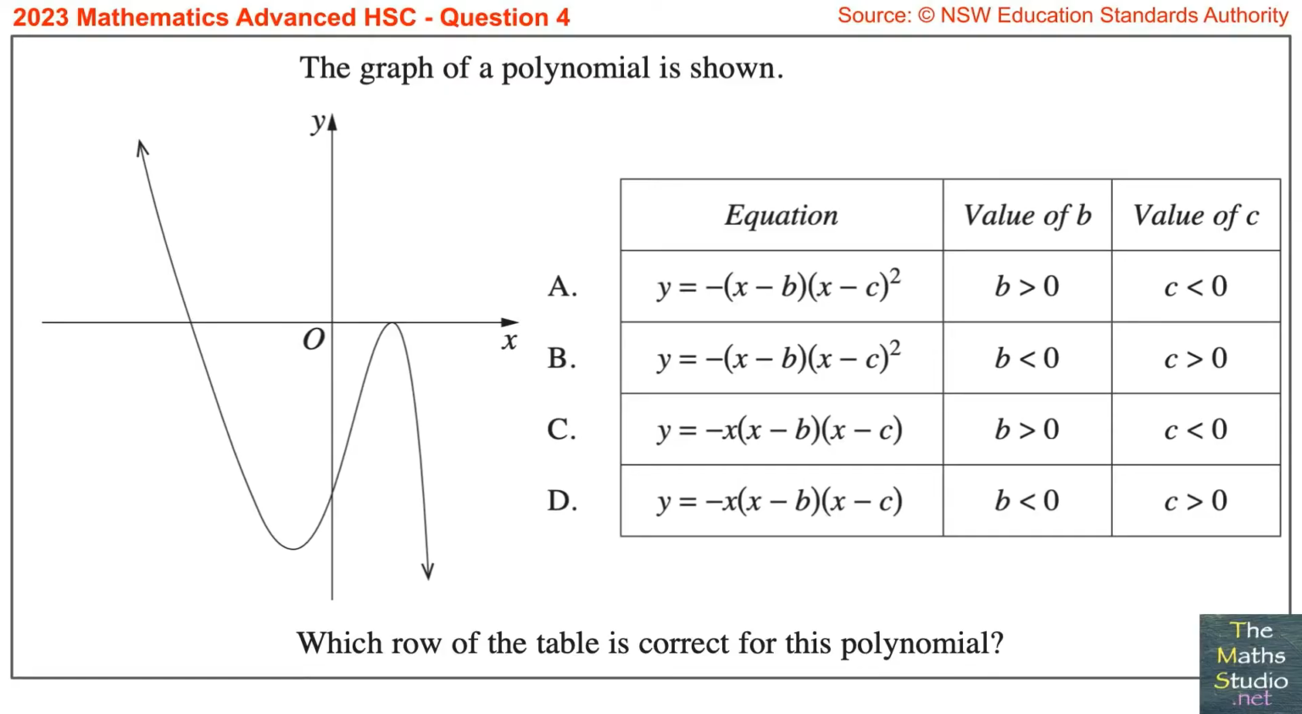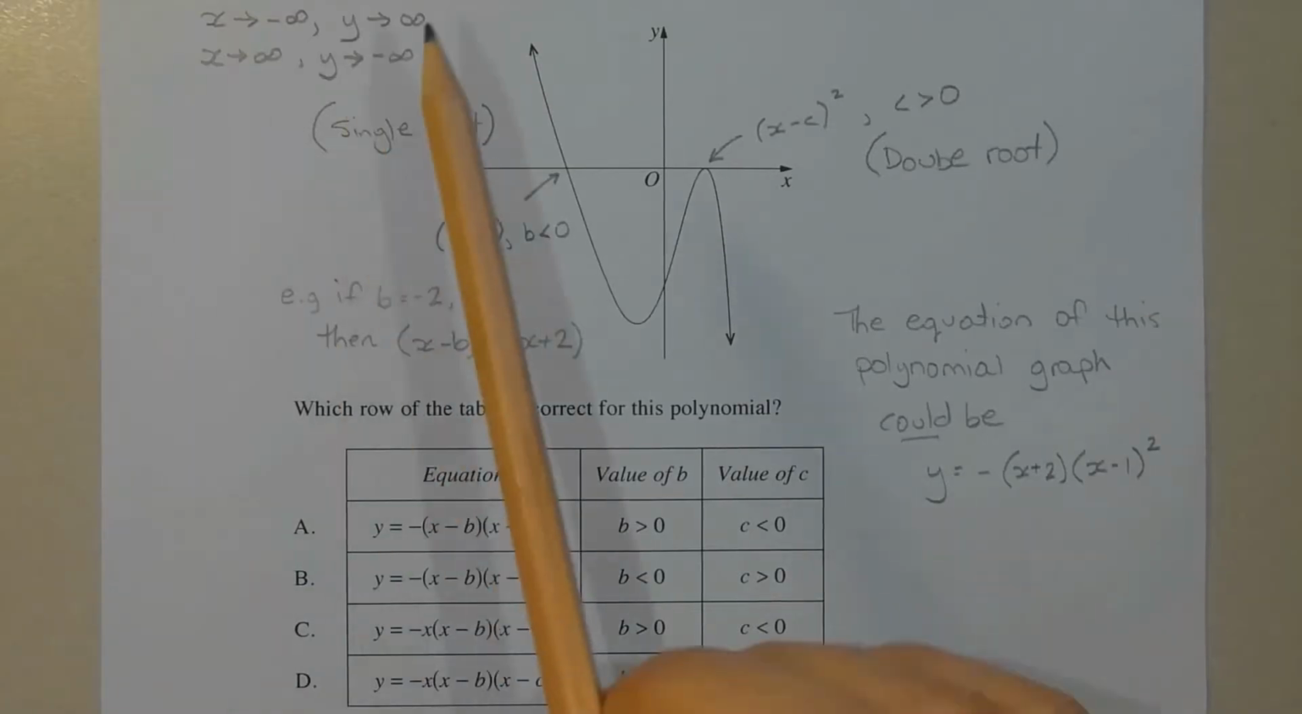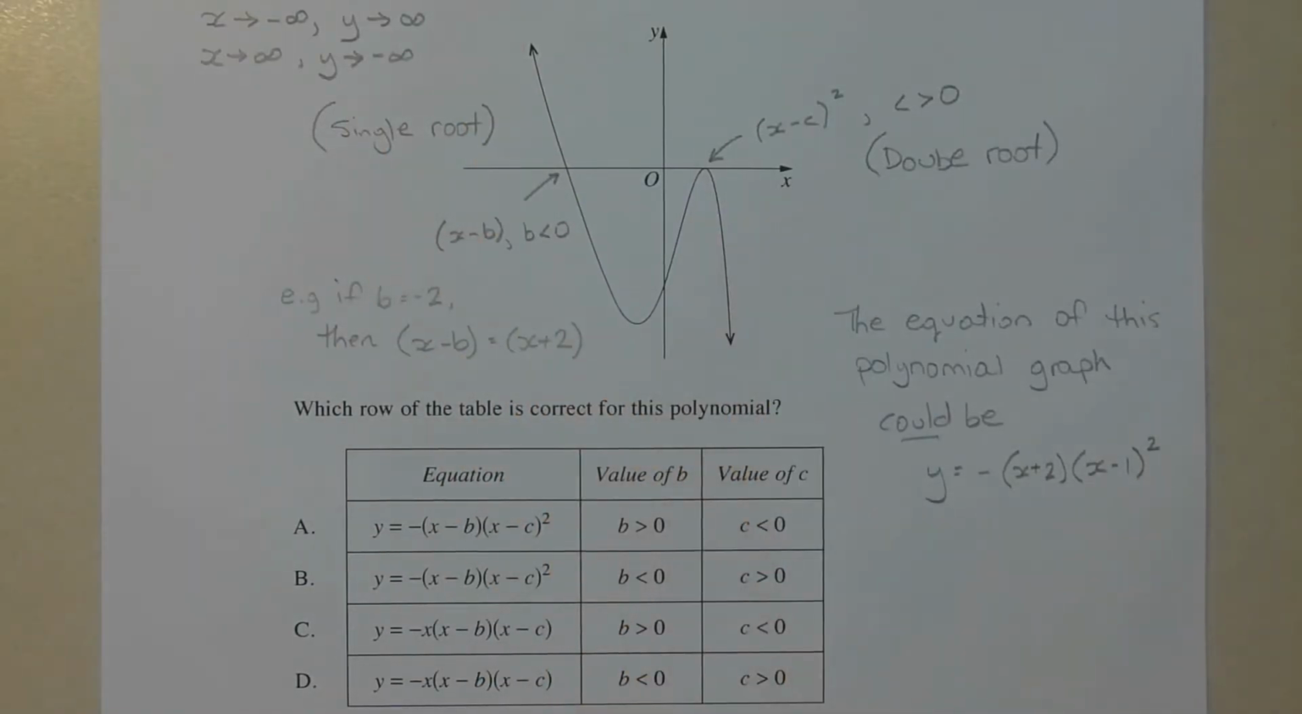Question 4. The graph of a polynomial is shown. Which row of the table is correct for this polynomial? Let's have a look at the graph of this polynomial function in more detail. Firstly, it has a characteristic S shape, which means that it's most likely to be a cubic function.